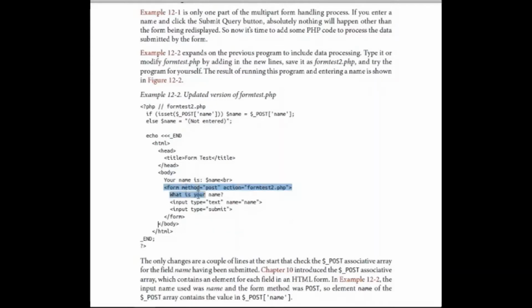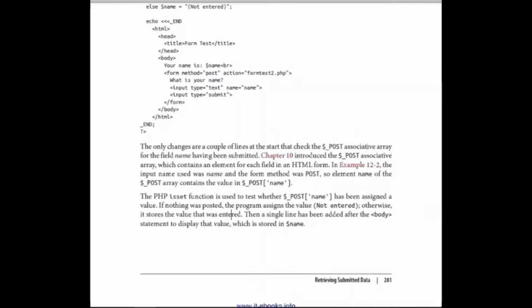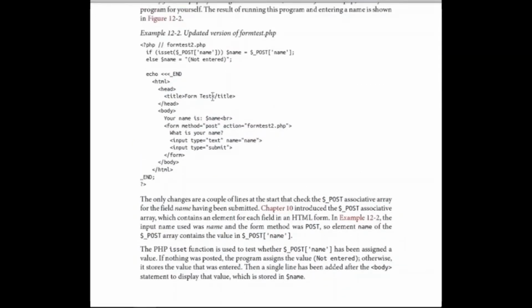So let's get started. Fetch the data. See, this is the form, slash form, right? You can write it as it is. Form method is equal to post, action. What is your name? Input type is equal to text. It means a text box is created. Input type is equal to submit. It means a button is being created. And then action is equal to form test2.php. So here is form test2.php, example 12-2.